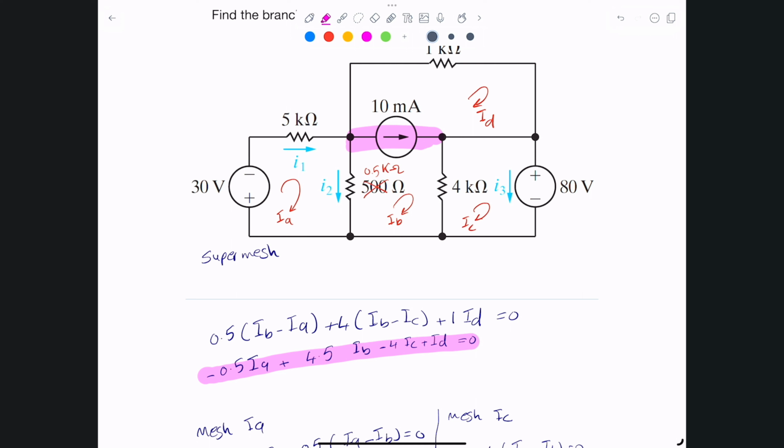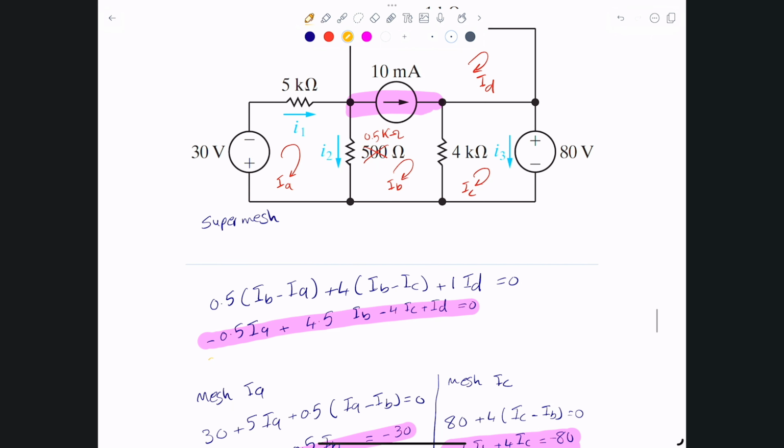Okay, this constraint, because this particular 10 milliamp is actually affecting the ID and the IB, and we can write that constraint in here. So we can say, well, the constraint is simply that the 10 milliamp is equal to, well, as it turns out to be, the IB is going in the same direction and ID is going in the opposite direction. So that will be IB minus ID, and that will be the last equation that I have.